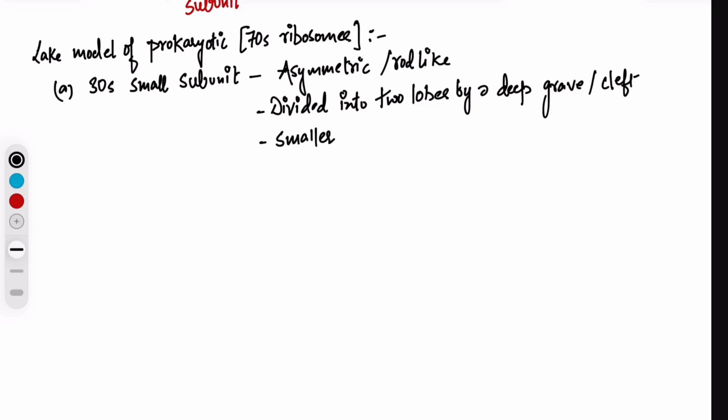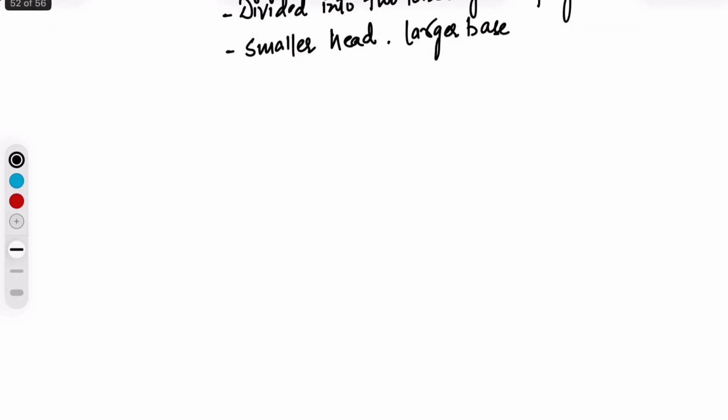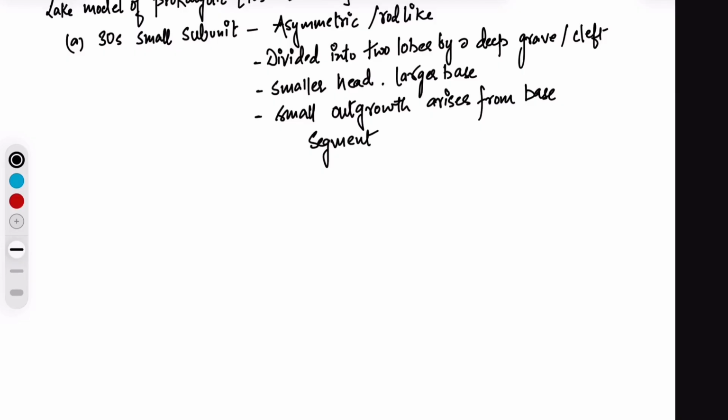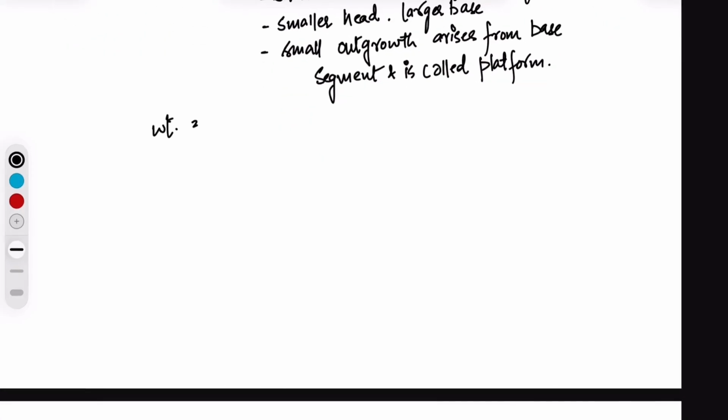The smaller head and also the larger base. A small outgrowth arising from the base segment is called the platform. Weight-wise, it is approximately 1 million daltons, and it is made up of 16S rRNA in addition to 21 proteins.